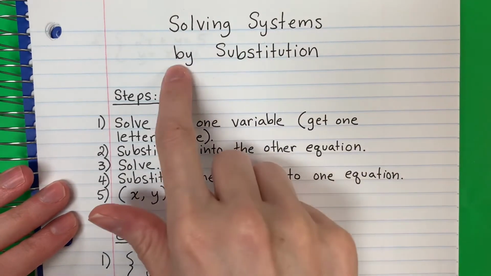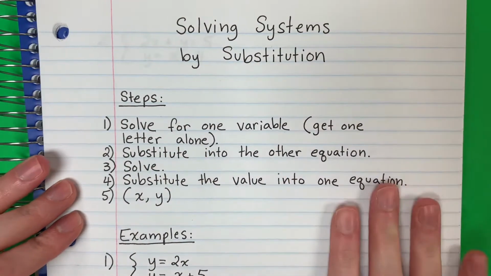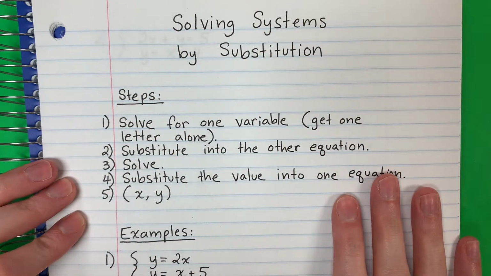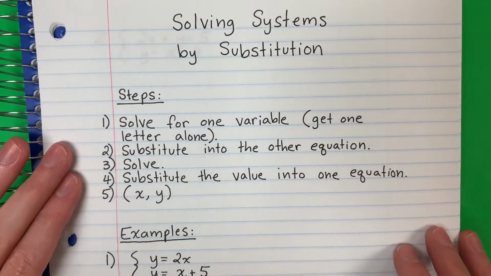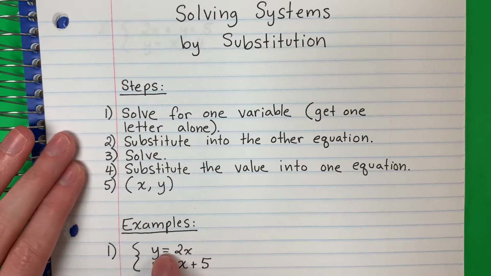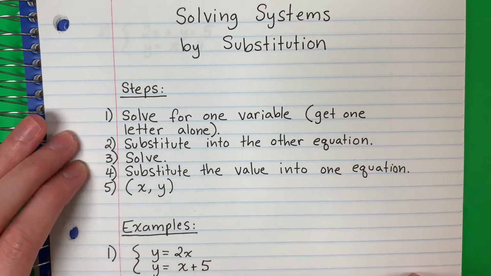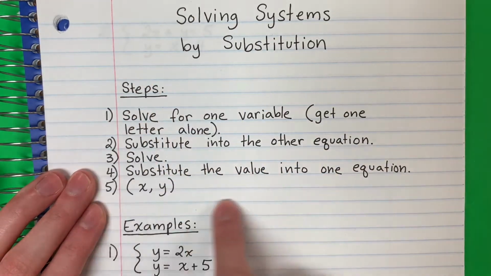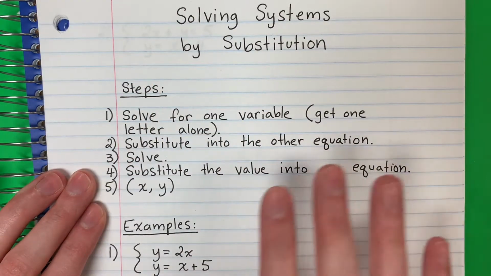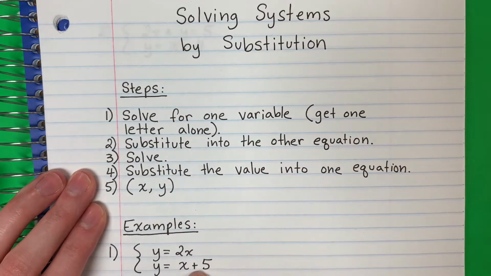Solving systems by substitution. This is one method to solve systems. There are multiple methods, and this one is used whenever you normally have a letter alone already in an equation. Here are the steps of what we're about to do. I'm not going to read them to you, but this is basically what we're going to do for these.